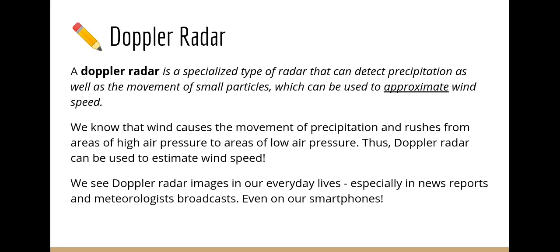Well, we know that wind speed causes the movement of precipitation, and it rushes from areas of high pressure to areas of low. Thus, a Doppler radar can be used to estimate that wind speed as the precipitation in that front moves. We see Doppler radar images in our everyday lives, especially in news reports that meteorologists broadcast, and even on our smartphones. A lot of weather apps on your smartphone will show you a weather report and will show you a Doppler radar.